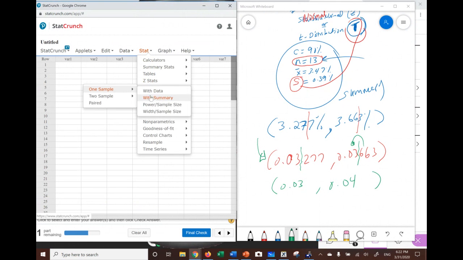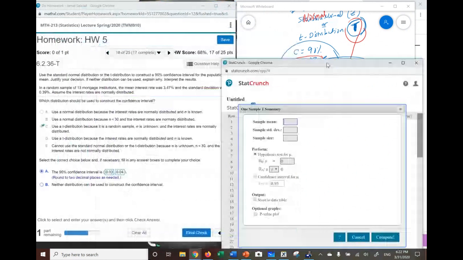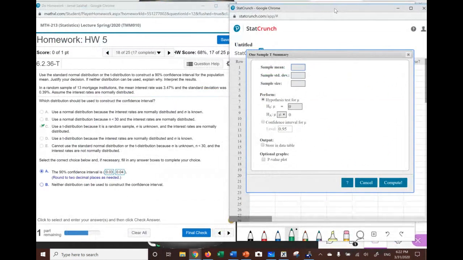Stat, T-stat, one sample with summary. And they tell us, let me make sure I'm looking at those right. They tell us the sample mean is 3.47. It is in here. The sample has a mean of 3.47. So it's going to be 3.47. And the standard deviation is 0.39. And they tell me the sample size is 13. And they asked me to use a 90%.